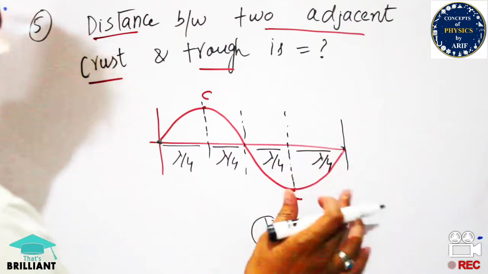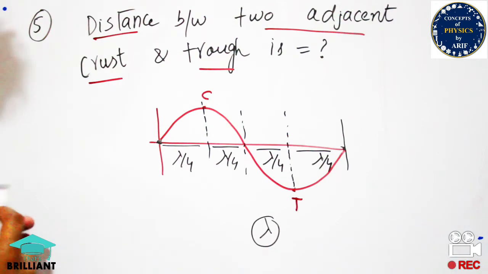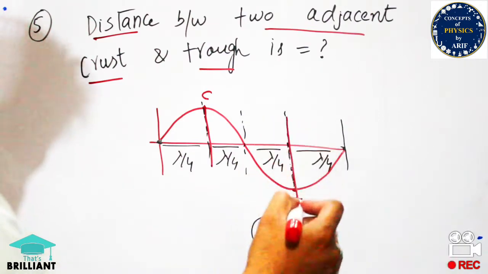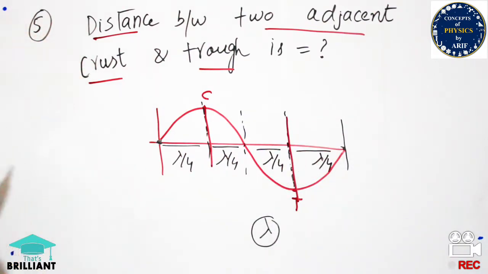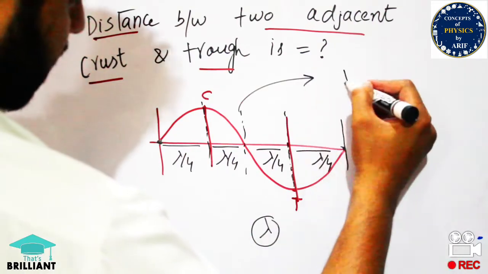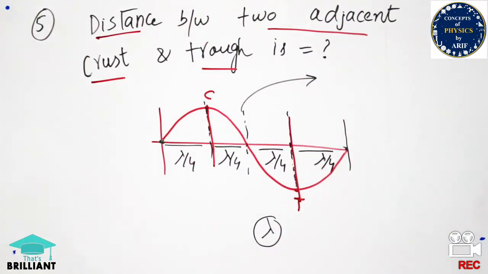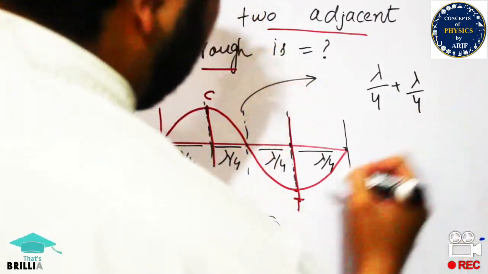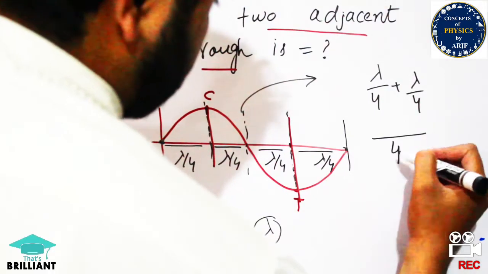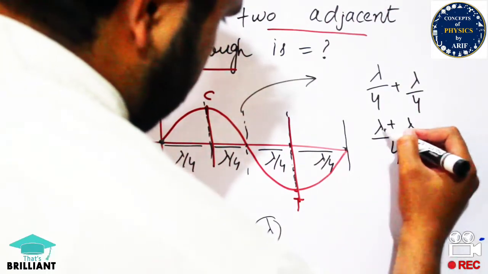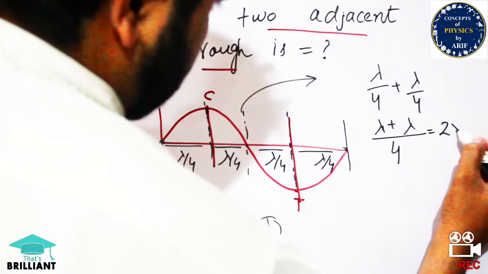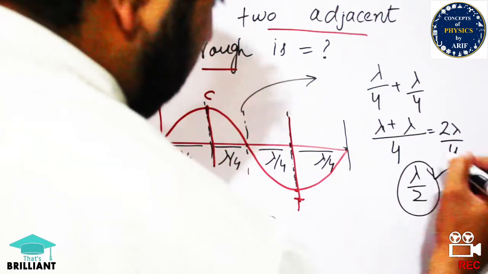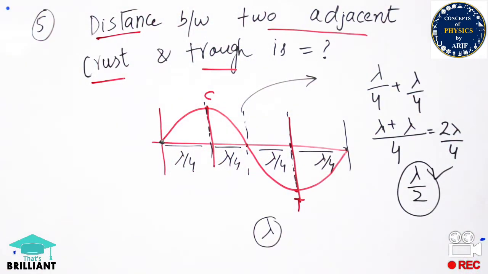If we need to calculate the distance between the crest and trough, I have put the value of c for the crest and t for the trough. In between these we need to calculate the distance. The distance is lambda by 4 plus lambda by 4. We take the LCM, which is 4, so it becomes lambda plus lambda, that is 2 lambda over 4, and if it cancels out, the final answer is lambda by 2. This is the final expression, and you can tick this answer in the answer box.